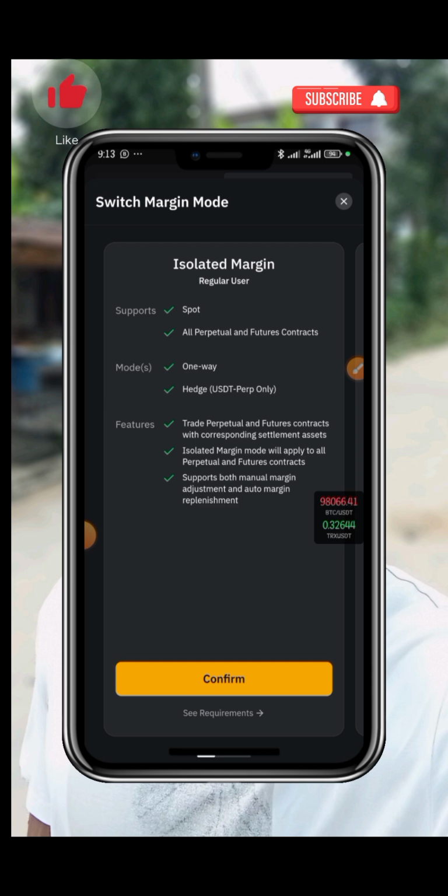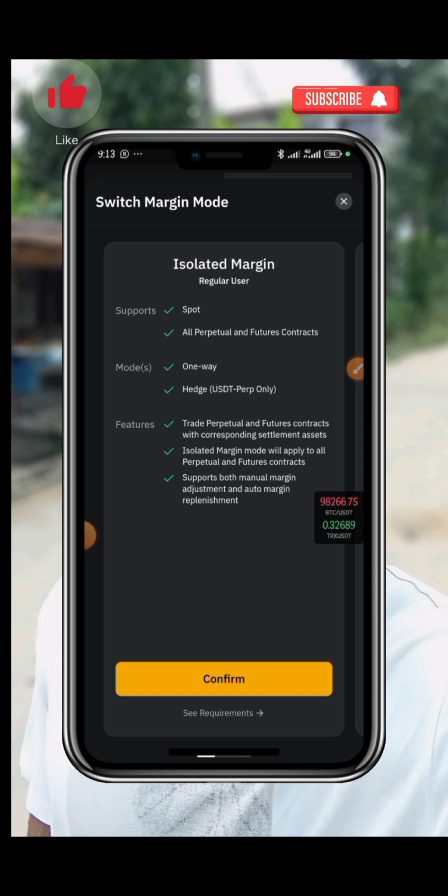Now, what is the difference? Isolated margin means you are only risking the amount of money you are using to trade that particular asset. Let's assume I want to trade this 1000 SHIB with $1. If I use isolated margin, it means by the time I have minus 100%, my trade will be liquidated and closed automatically. But on cross margin, if I trade using the same $1, by the time I get to minus 100%, that trade will keep running if I continue losing.